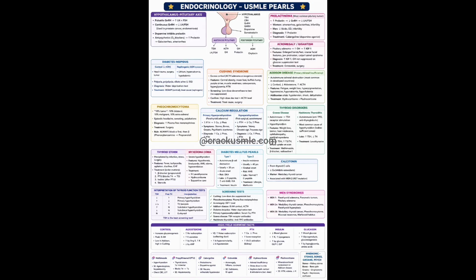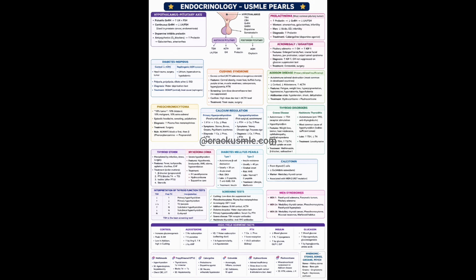Pheochromocytoma, known as the 10% tumor, since 10% are bilateral, 10% malignant, and 10% extra-adrenal. Patients get episodic headaches, sweating, and palpitations. Diagnosis is by checking plasma free metanephrines, and treatment is surgery, but always block alpha first, then beta.